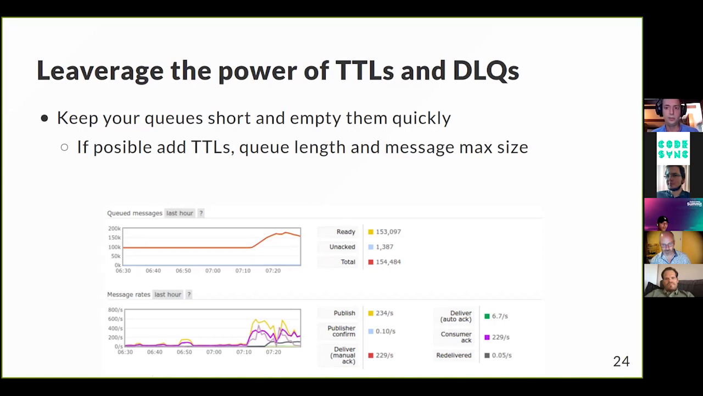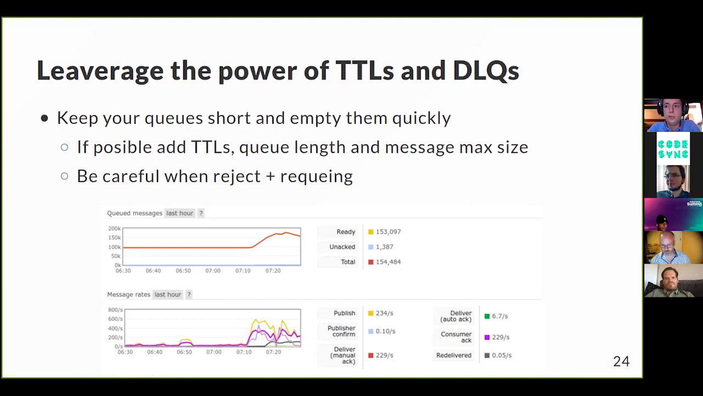Keep queues length, add messages max size, add DL queues when those messages expire or are trashed. You can use DL queues to audit why they were trashed.